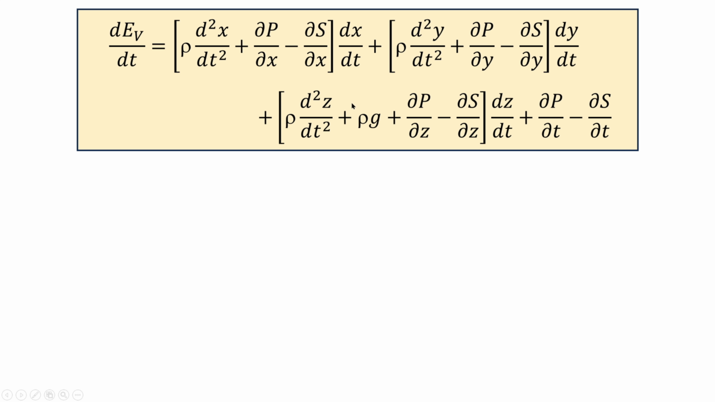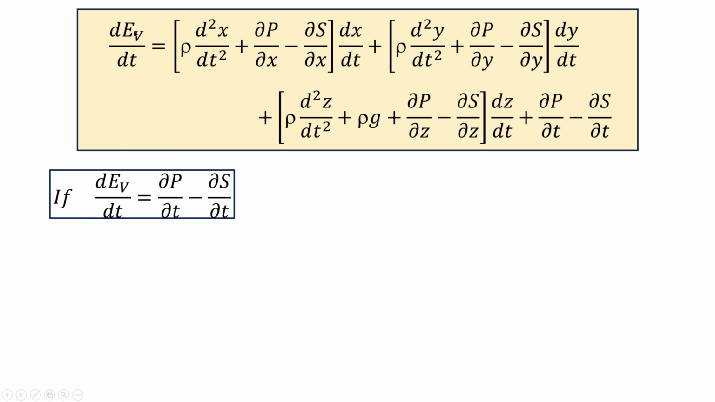We can also see that inside these square brackets we already have the xyz components of the Navier Stokes equation. Inside this first bracket with the dx by dt factor, we have the x component of the Navier Stokes equation, and here are the y component and the z component equations.